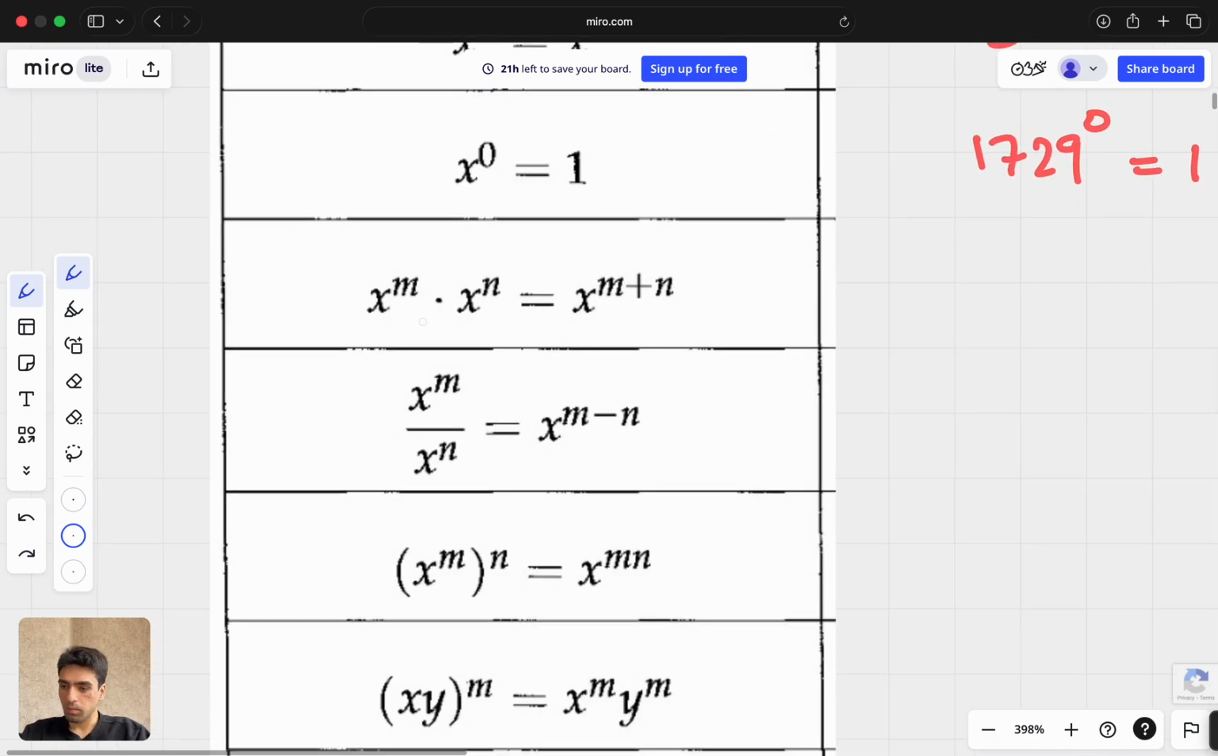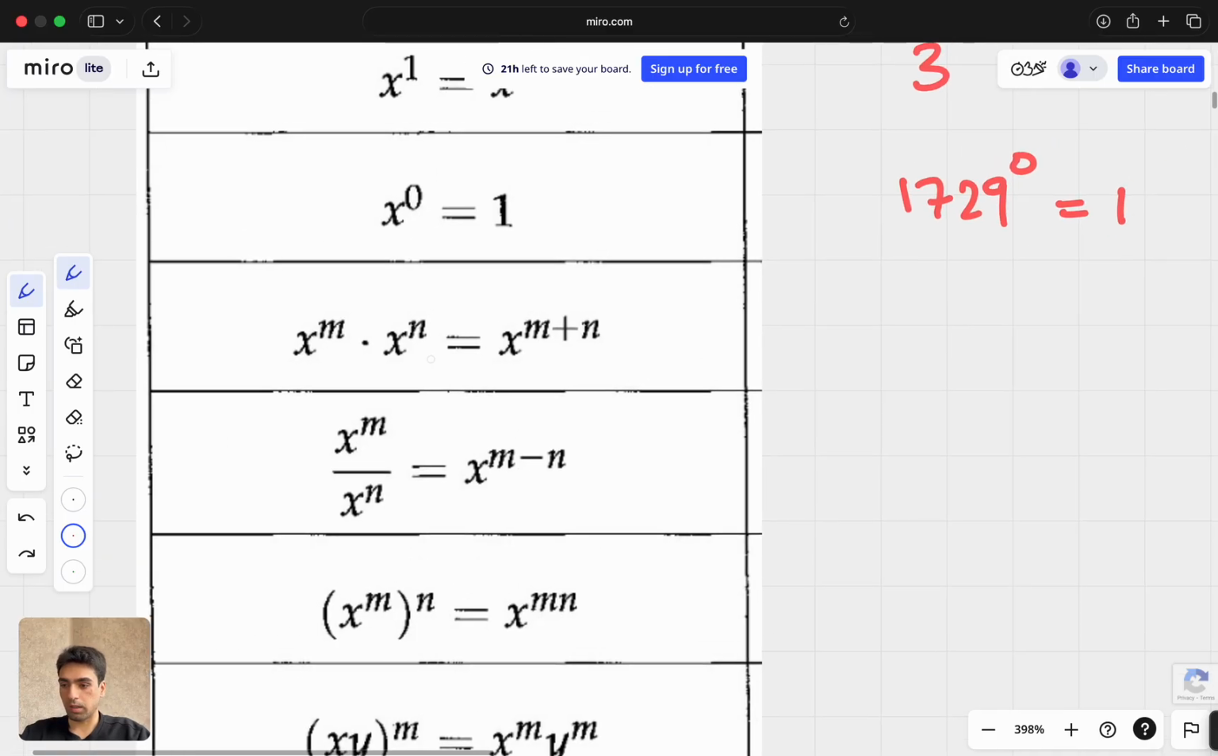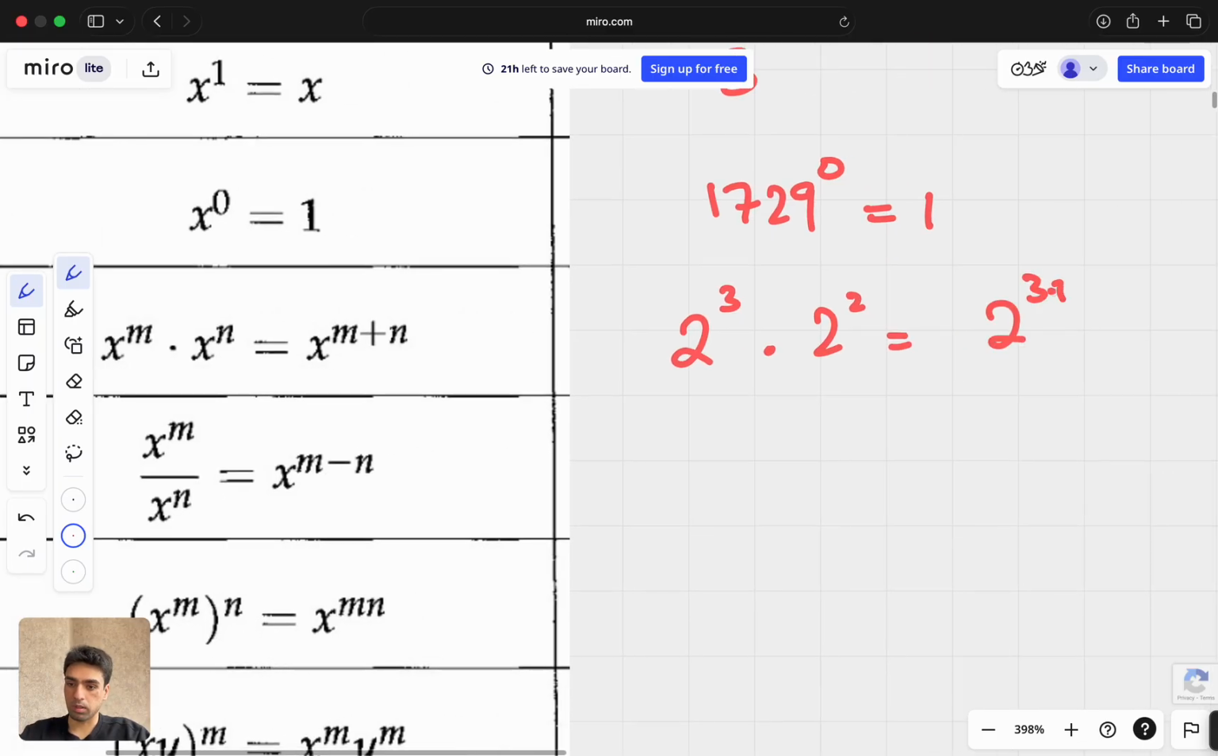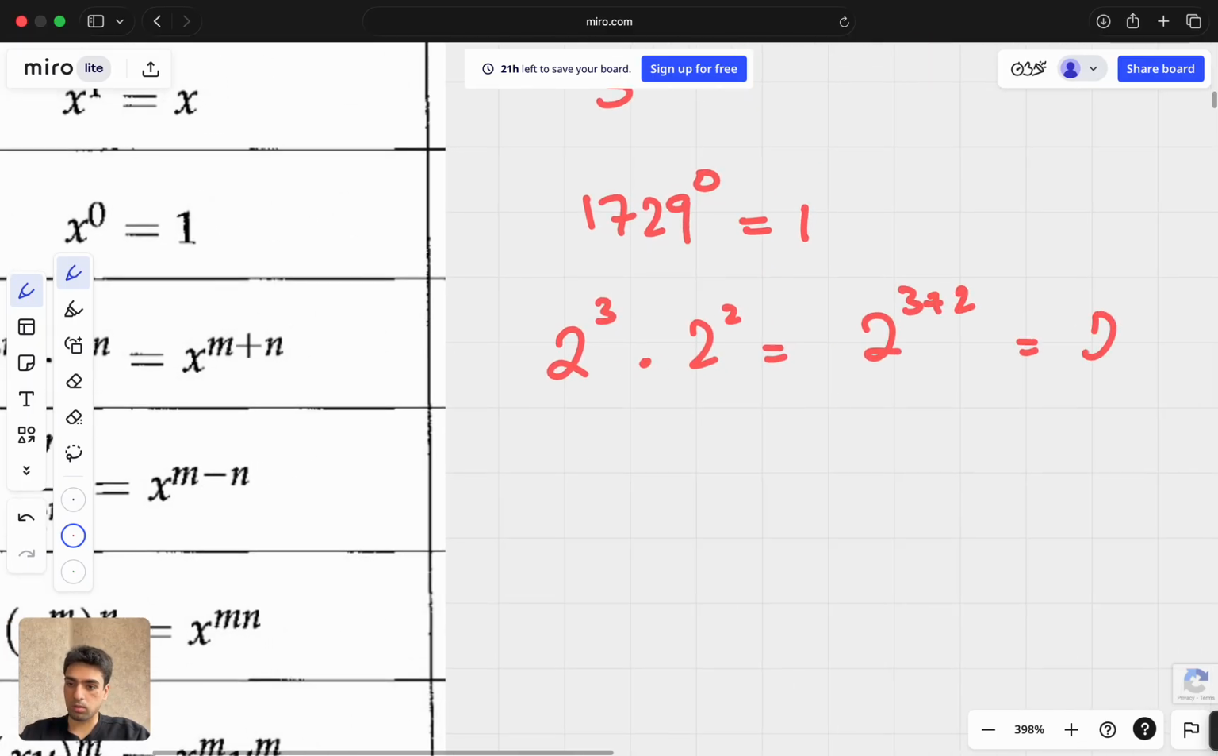Next, x to the power of m multiplied by x to the power of n is x to the power of m plus n. So when the bases are being multiplied, you have to add the powers. So for example, if you have 2 cubed multiplied by 2 to the power of 2, 2 squared, that's going to be 2 to the power of 3 plus 2, which is 2 to the power of 5, right? So when you multiply the bases, you have to add the powers.